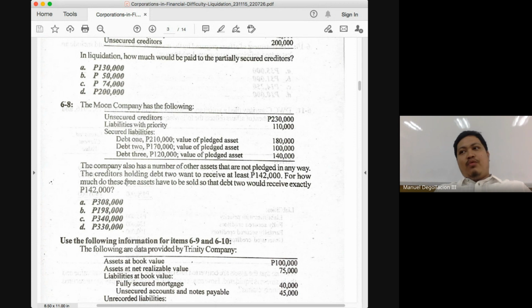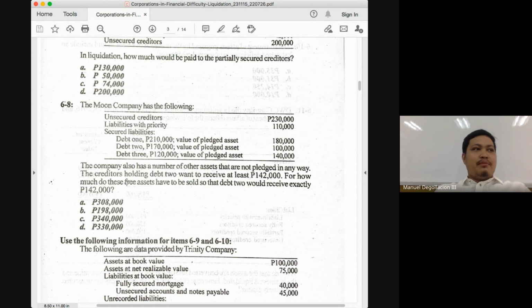For us to work back for our other assets, we need the recovery rate. And normally, what's the formula for the recovery rate? Net free assets over the unsecured liabilities. Now, we know that debt 2 will receive 142. The problem tells us that. And we know that the total liability for debt 2 is 170. So the question now is, is the recovery rate equal to 142,000 divided by 170?